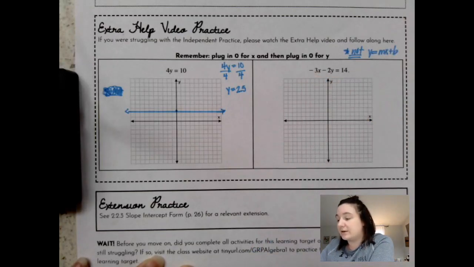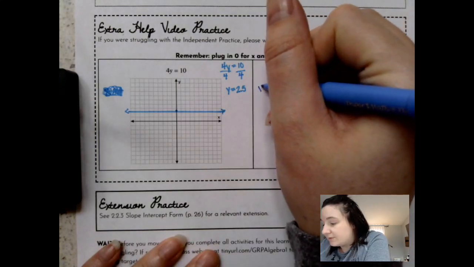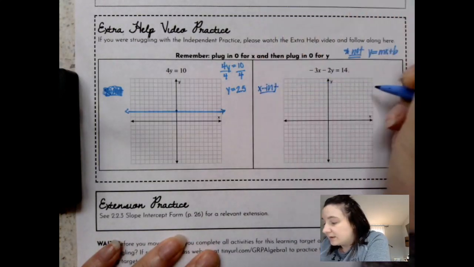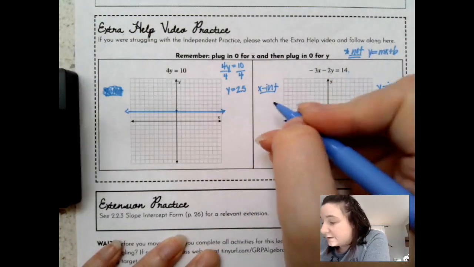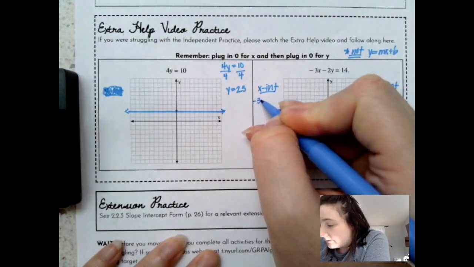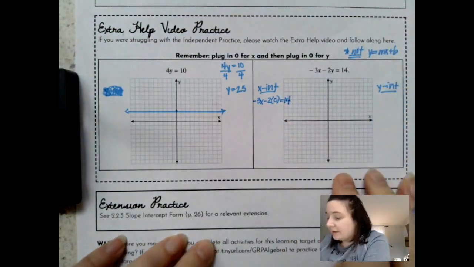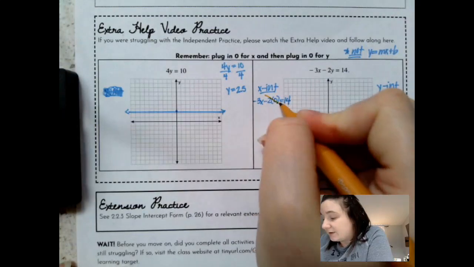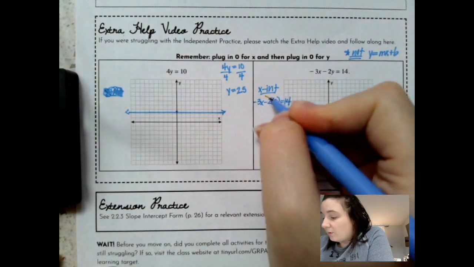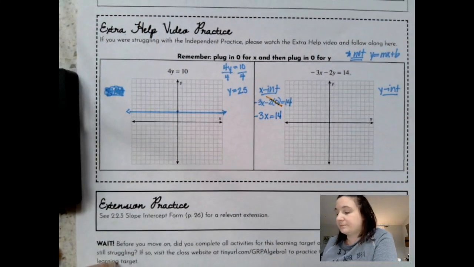So we have an x and a y, and what we're going to do is plug in 0 to find our x-intercept and plug in 0 to find our y-intercept. For our x-intercept, I need to get rid of y, so we're going to plug in 0 for y. The nice thing about multiplying by 0 is that anything times 0 cancels. So that whole part goes away, and you're left with -3x equals 14.